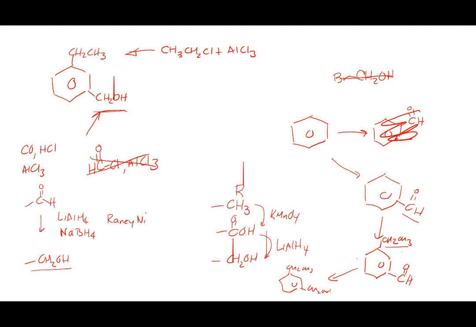So that's what you got to know. You got to figure out a way to put the two groups on the ring, and then put them on the ring in a way that gives you the correct substitution pattern. And you're going to need to use all the reactions you've got. Both electrophilic aromatic substitution, and then once you get a group on the ring, you've got to change it. Sometimes.